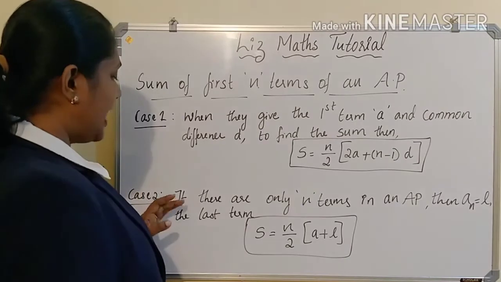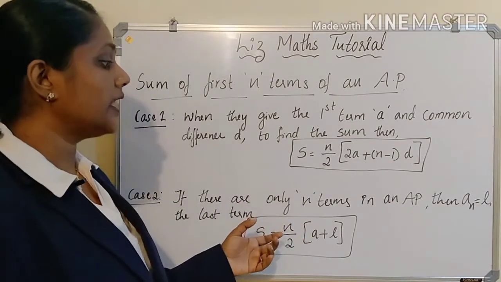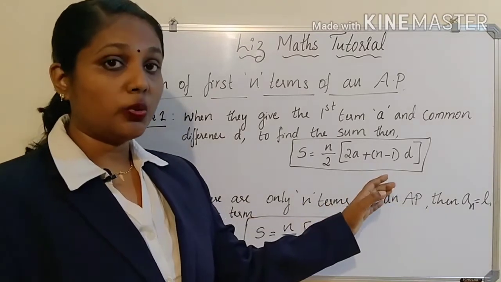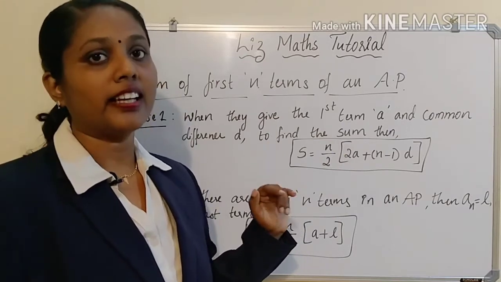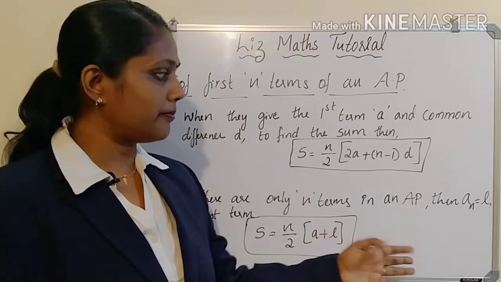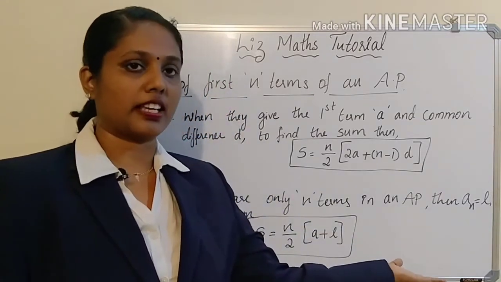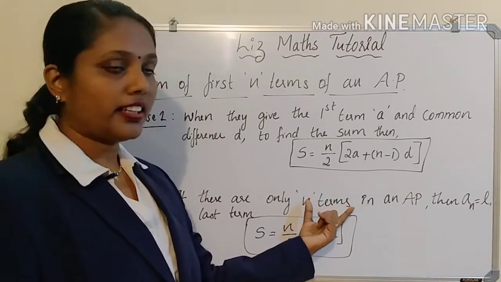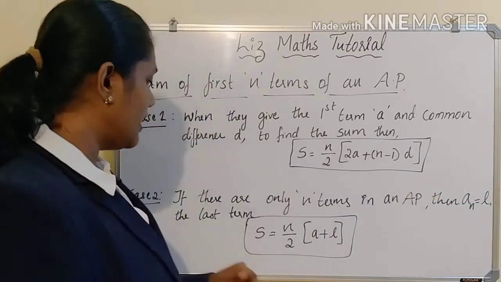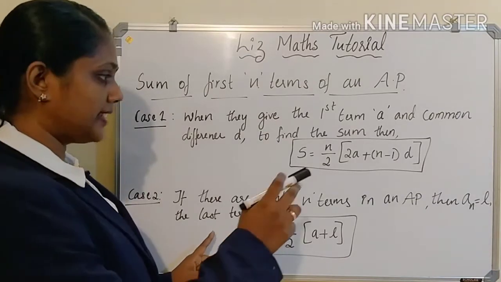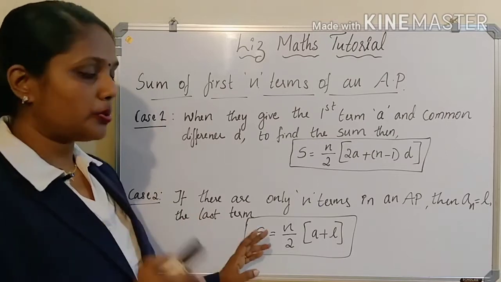If they give the nth term, what is the nth term? It means the last term, isn't it? That is nothing but the last term that we are mentioning. a_n is equal to the last term, which we represent as L. When they give the nth term, that is the last term, a_n is equal to L. The last term I have mentioned here. So when they give the last term, you have to use this formula.